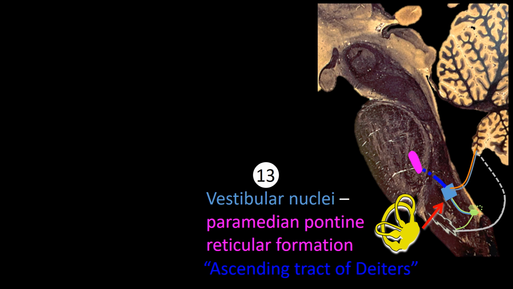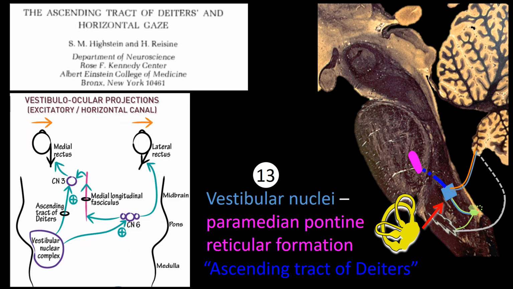contralateral PPRF. Some authors and myself have used the term ascending tract of Dieters for these fibers, but I think it is best to drop this term because it has also been used for a connection between the vestibular nuclei and cranial nerve 3 nucleus, a structure not included in this model.